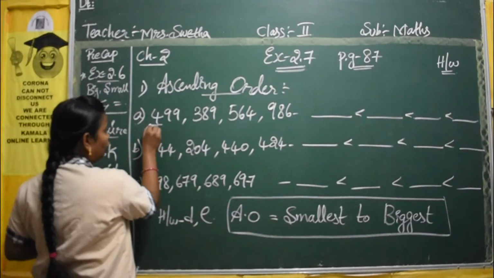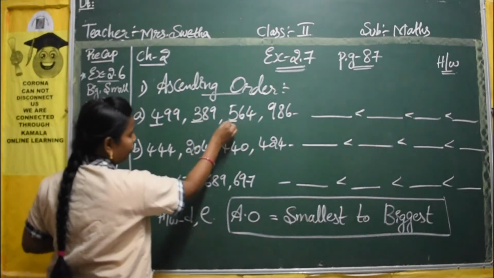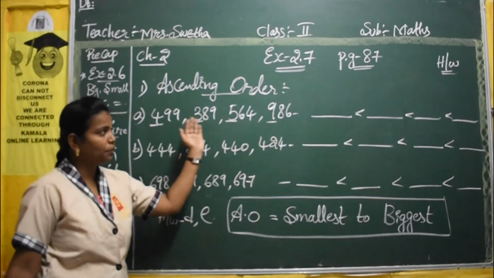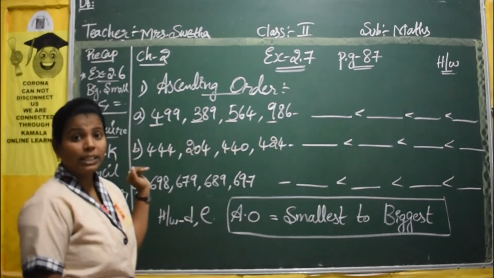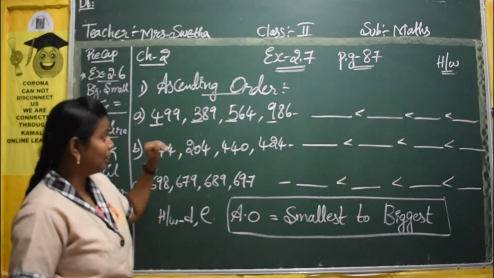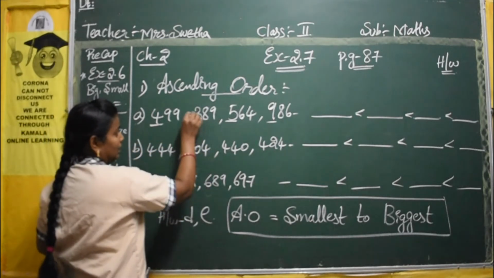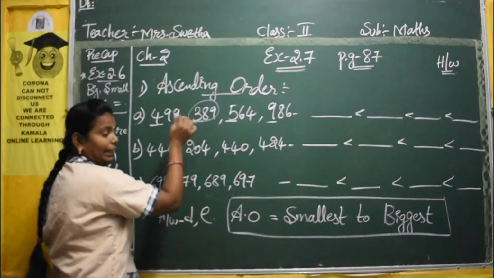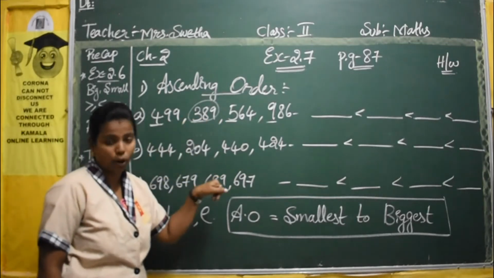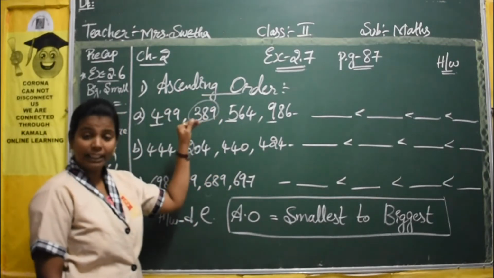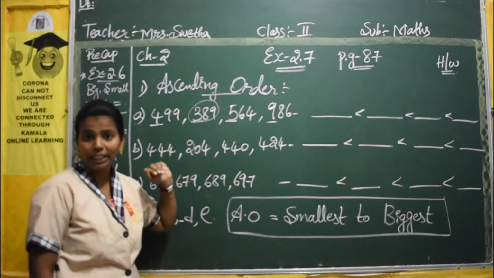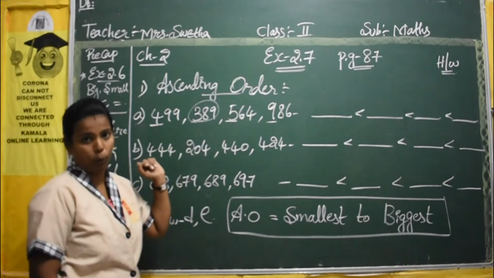So here you have 4, 3, 5, 9. From these 4 numbers, which will be the smallest one? Yes, this number 389. See, 3 is the smallest one. So this complete set will become the smallest number. The first place it will go.